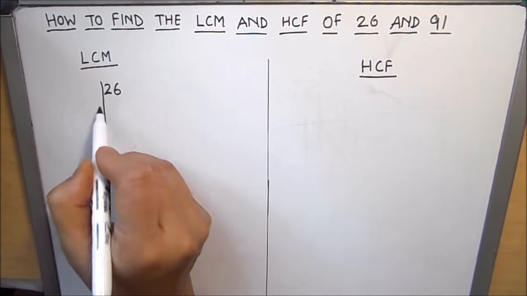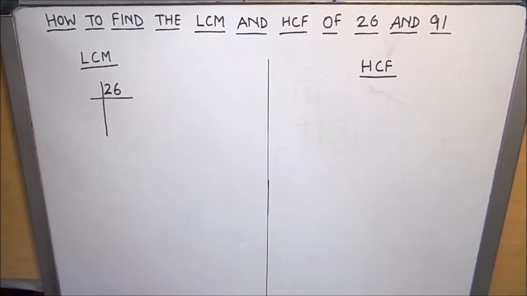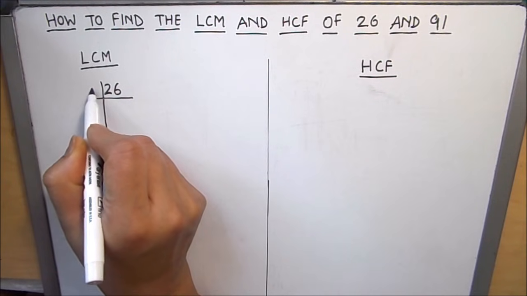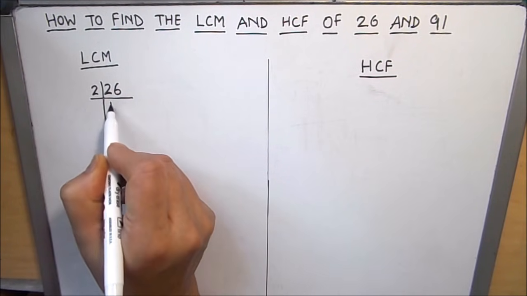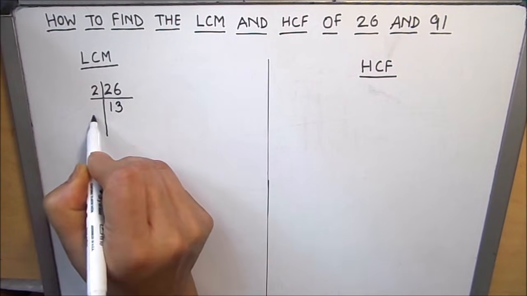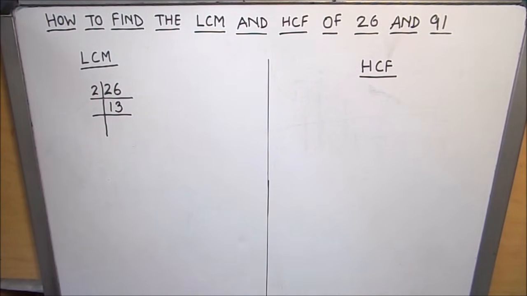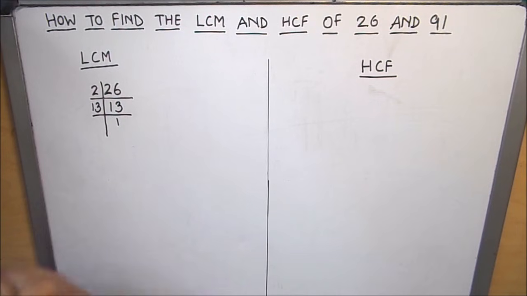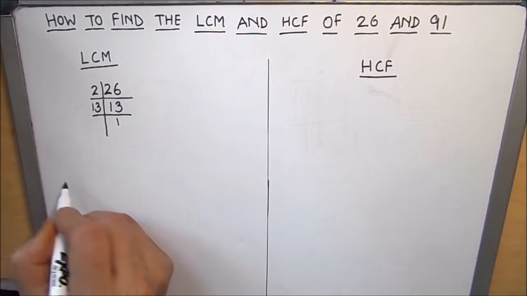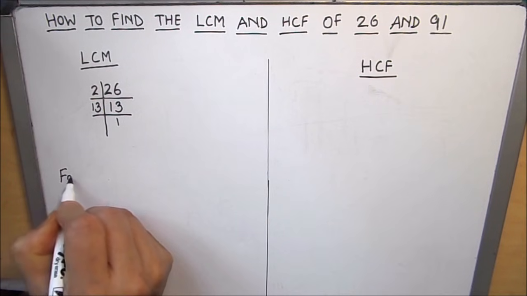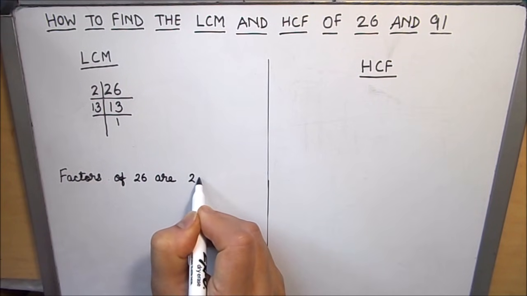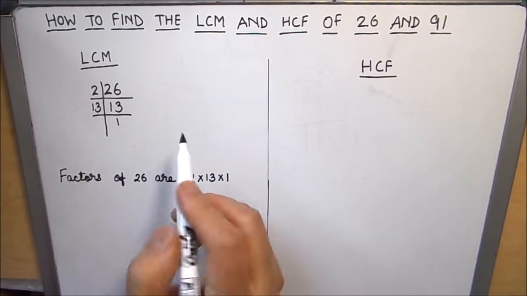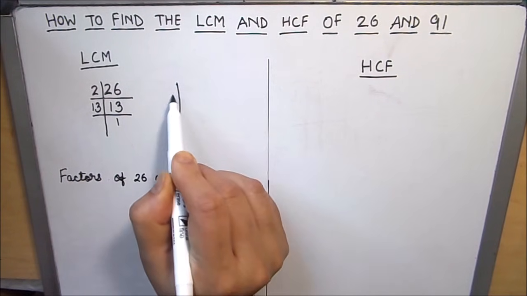26. So we'll write it like this and start dividing with the minimum divisor. As 26 is an even number, we'll start dividing by 2. So 2 times 1 and 2 times 3, 13. Now we see that 13 is a prime number, so it is only divisible by itself. So we got the factors of 26 as 2 times 13 times 1.